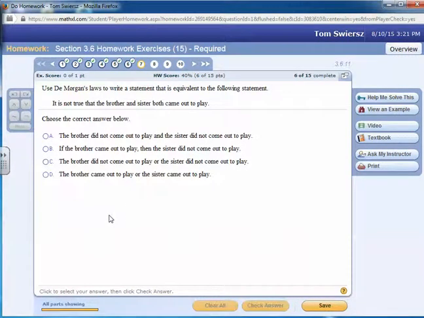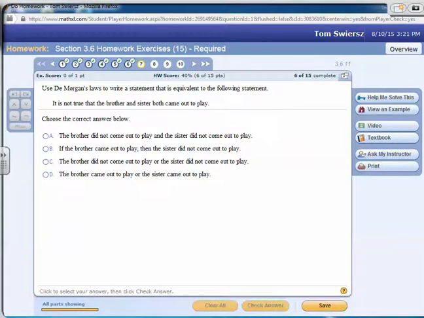Okay, number 7. Use De Morgan's laws to write a statement that is equivalent to the following statement. It is not true that, so the negation goes out in front, the brother and sister came out to play. So the brother came out to play is P, and the sister came out to play is Q. So the brother came out to play and the sister came out to play.